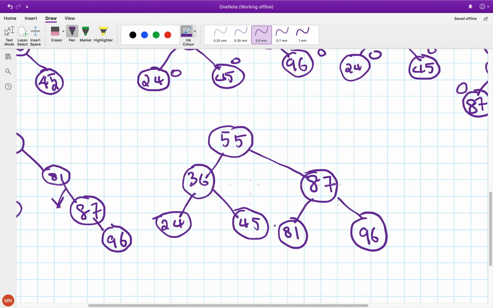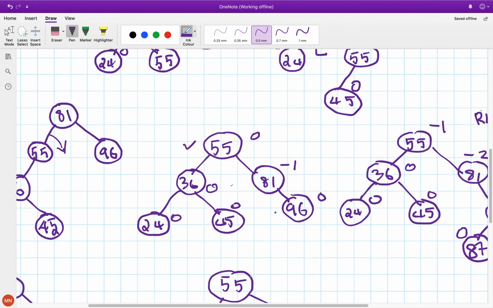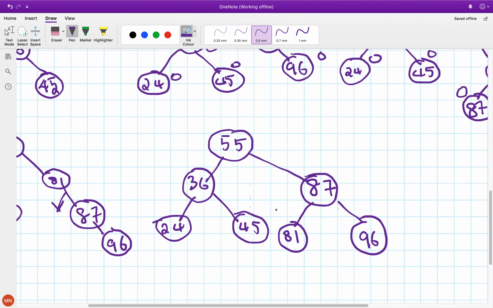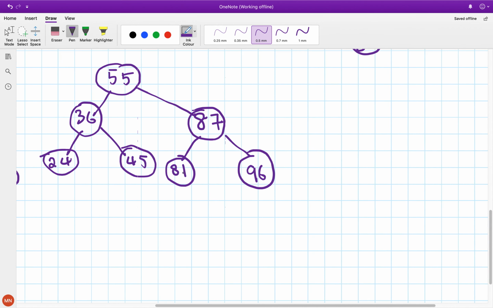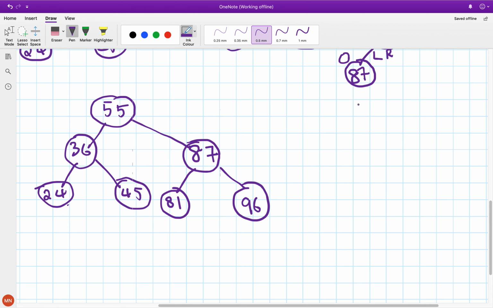So this perfectly balanced condition can come in an AVL tree in some cases. It's not always guaranteed. Okay, now we have to insert the next number, that is the number 31. If you look at this one, 31 will be on the right side of 24. So I'm drawing it here. I can just draw it here also. You don't need to get confused.